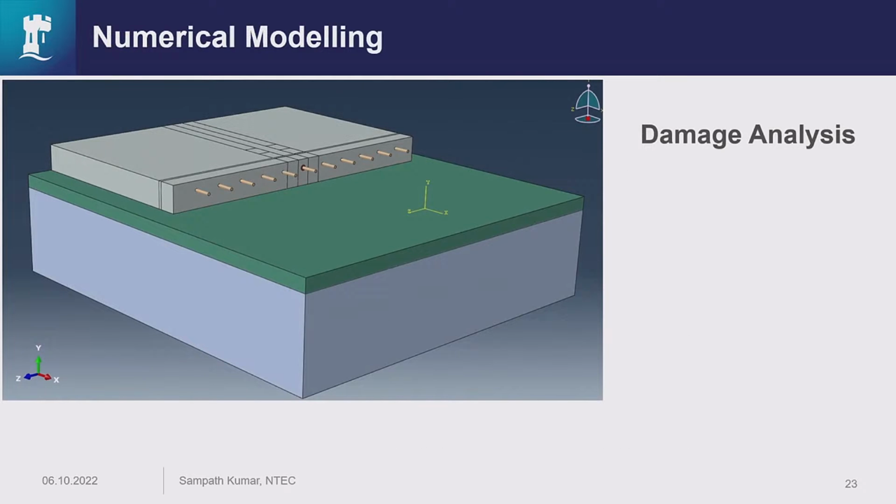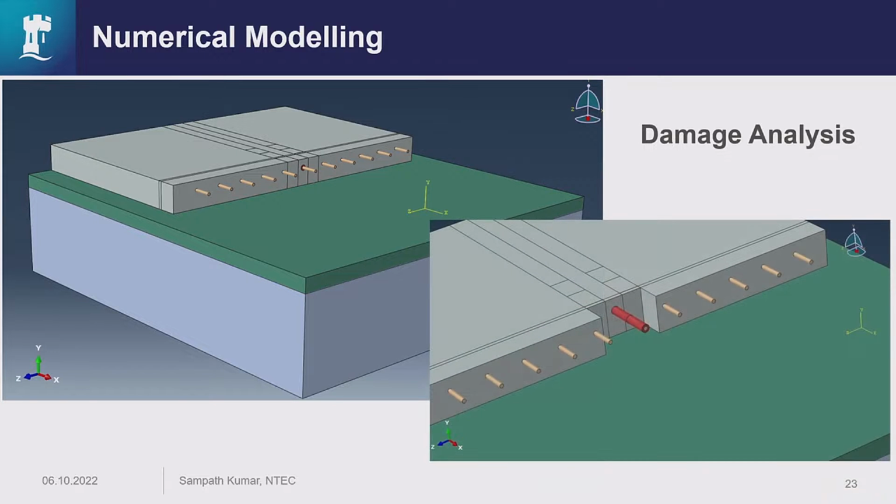One interesting study I would like to highlight here is the damage analysis. We have conducted this damage analysis just around the dowels. If you see, just around the dowels, we have tried to decrease the material property, the stiffness of this material, to see how the pavement behaves when there is a loading.